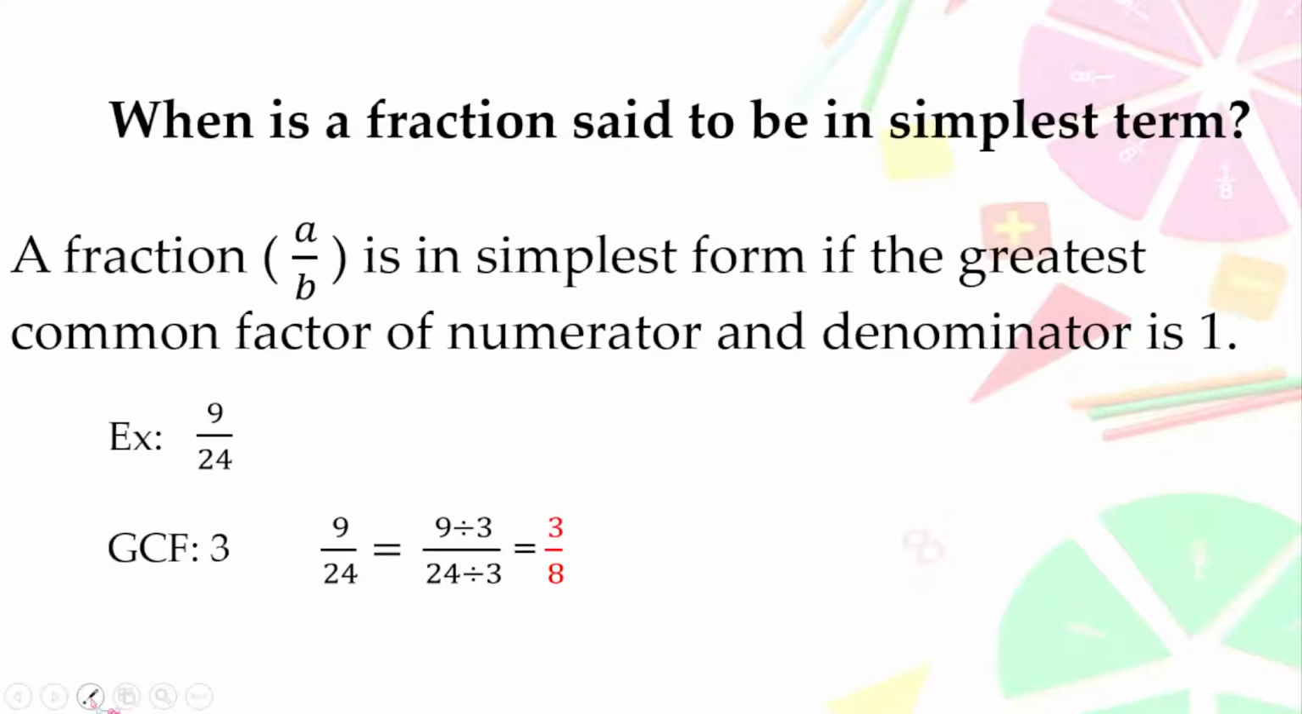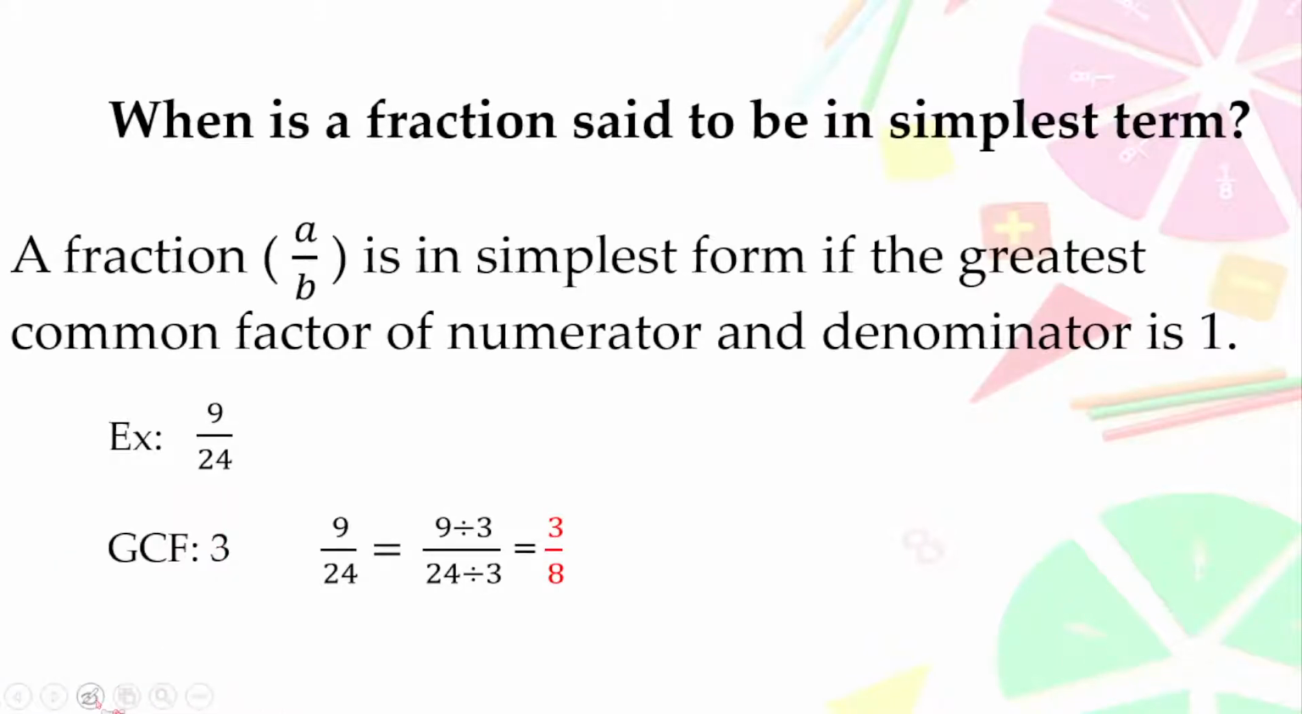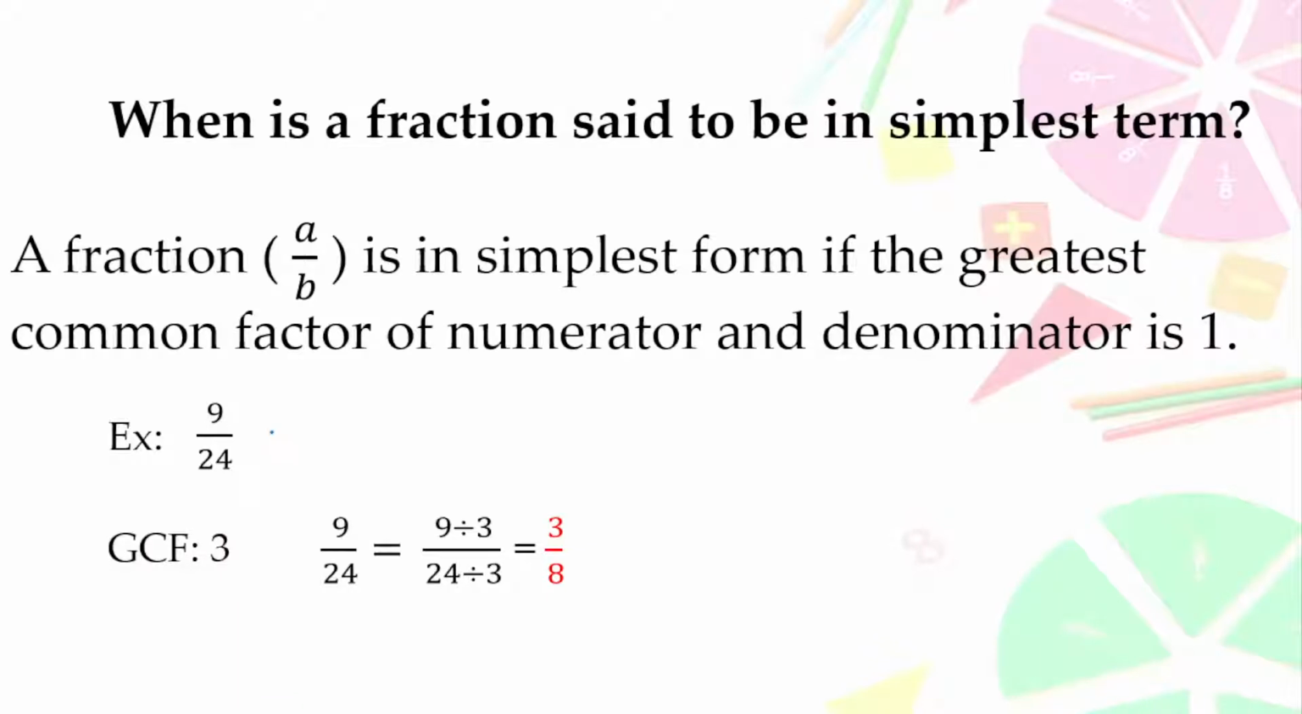So, the simplest term of 9 over 24 is 3 over 8. Okay? This is the simplest form or simplest term of 9 over 24: 3 over 8. Okay? Let's move on.